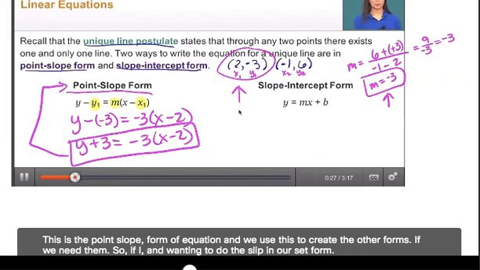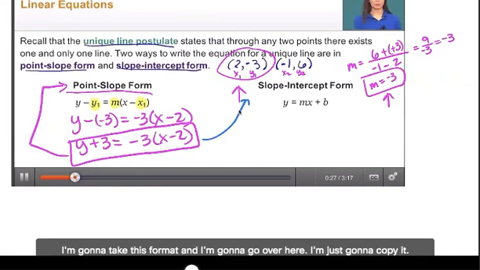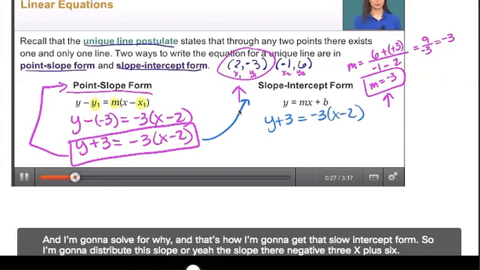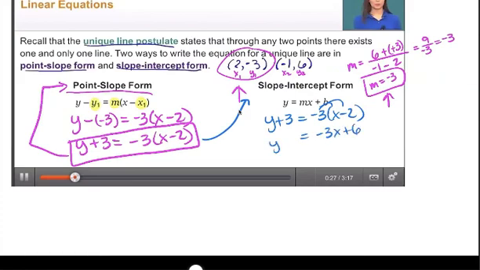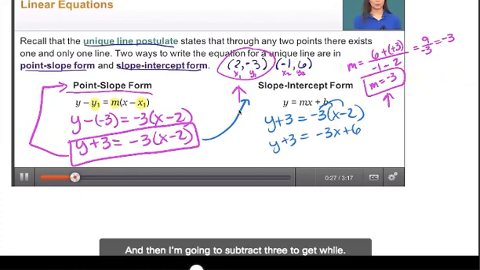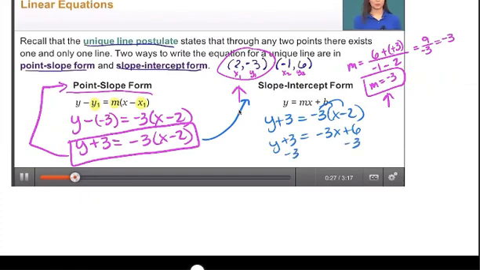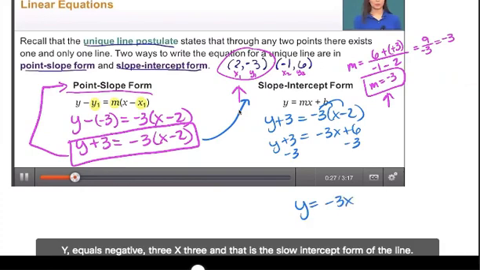And we use this to create the other forms if we need them. So if I am wanting to do the slope-intercept form, I'm going to take this format and copy it over here. And I'm going to solve for y, and that's how I'm going to get the slope-intercept form. So I'm going to distribute the slope, negative 3x plus 6. And then I'm going to subtract 3 to get y alone. y equals negative 3x plus 3. And that is the slope-intercept form of the line.